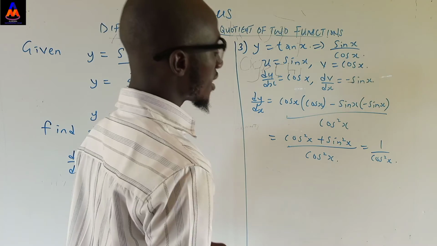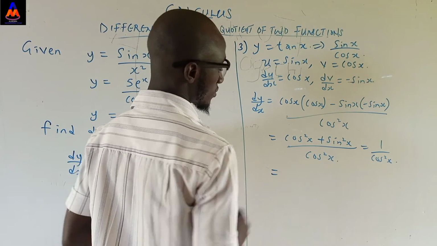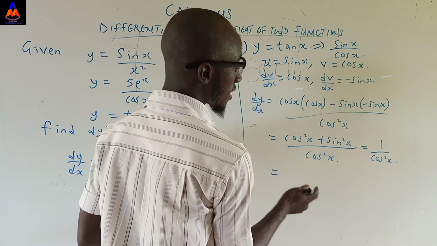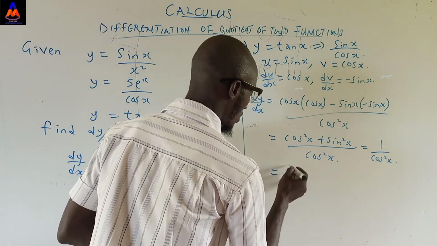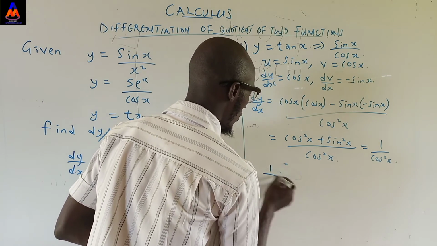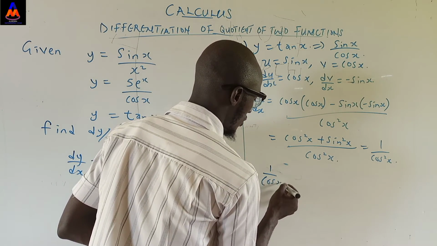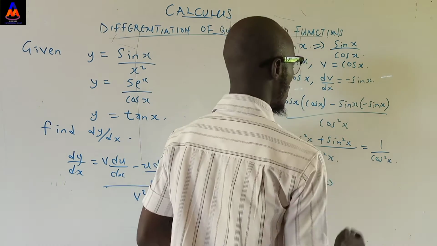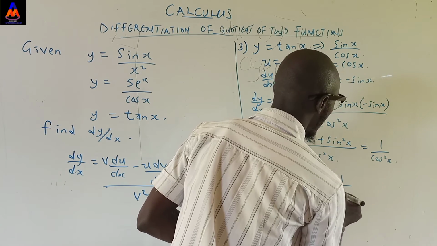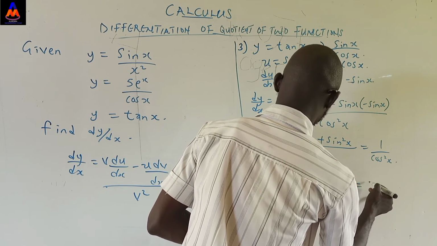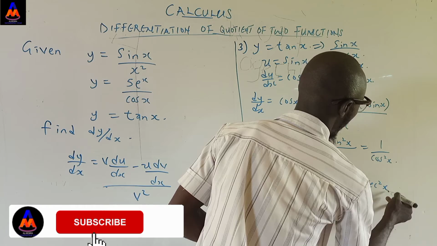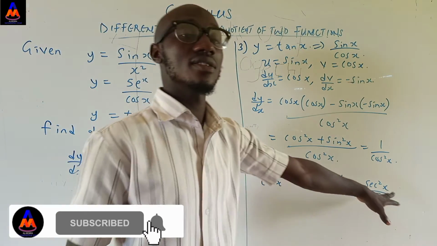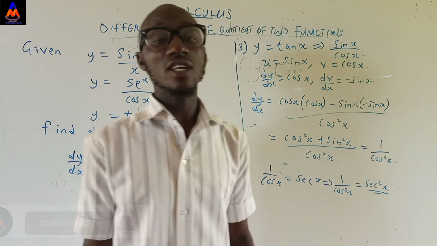Now 1 over cos squared x is... the inverse of cos, 1 over cos x, is sec x. So this implies that 1 over cos squared x is equal to sec squared x. So when you differentiate, the derivative of tan x is sec squared x. That's where we got it.